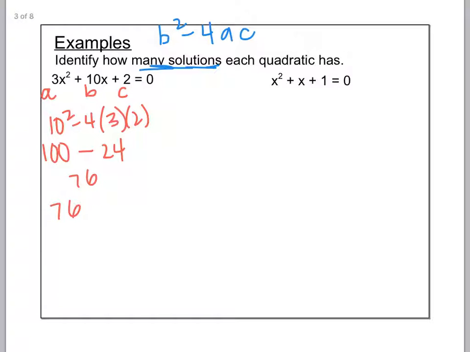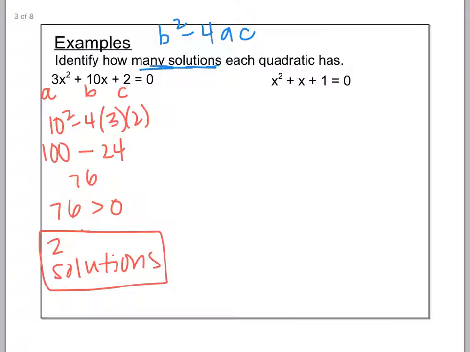76, so remember the discriminant, we're comparing it to 0, is greater than 0. That means I will have two solutions. So that quadratic would have two solutions.